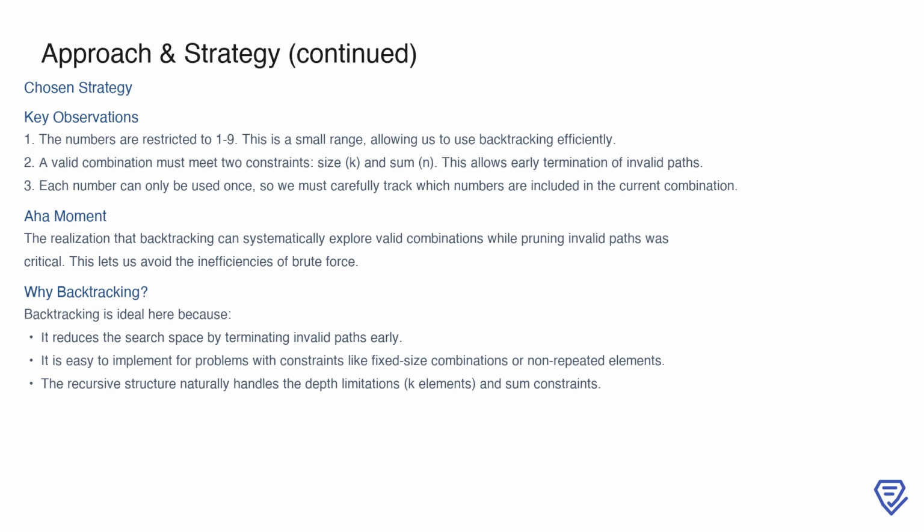First, the numbers are restricted to the range of 1 to 9, which is a small and manageable set, making backtracking particularly effective. Second, a valid combination must satisfy two constraints: the size of the combination, k, and the sum of its elements, n. These constraints allow us to terminate invalid paths early, saving computation time.